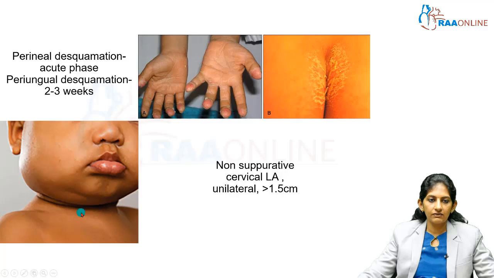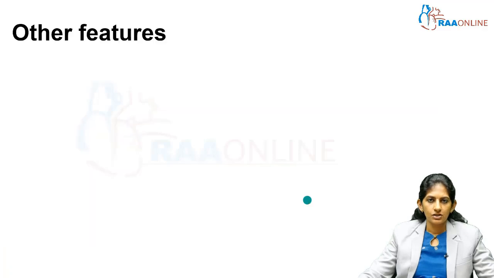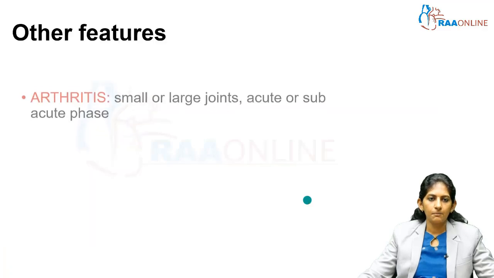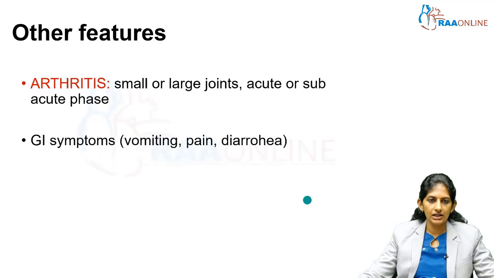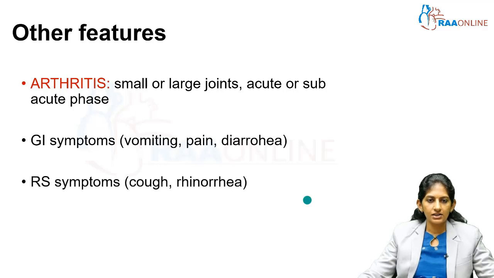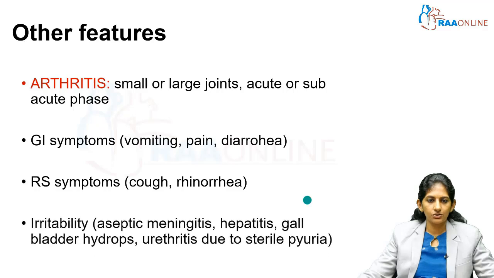And the 5th criteria will be lymphadenopathy. Look at the cervical lymphadenopathy. It can be unilateral or bilateral, more than 1.5 centimeter and a non-suppurative cervical lymphadenopathy. So, the other clinical features are arthritis, possible, small or large joints, GI involvement, vomiting, abdominal pain, diarrhea, RS involvement, child can have cough or rhinorrhea, and CNS involvement, child can be extremely irritable, typical in KD.